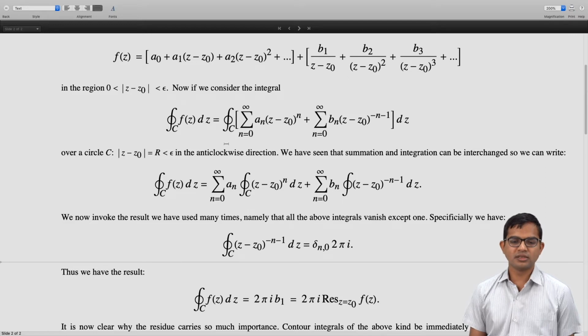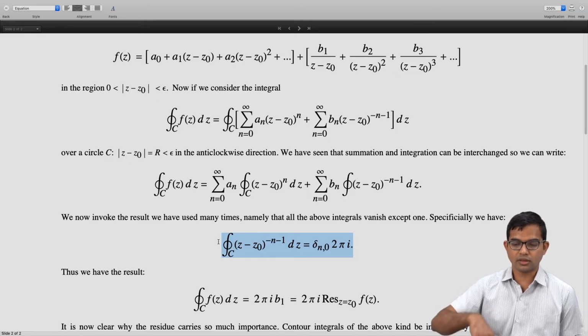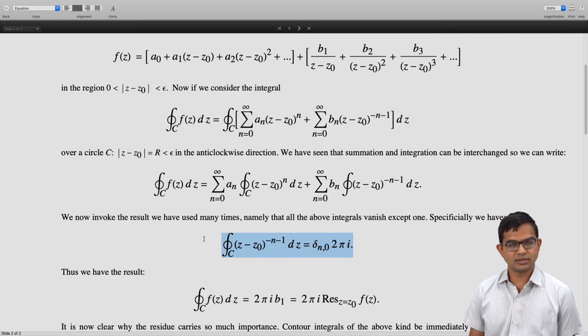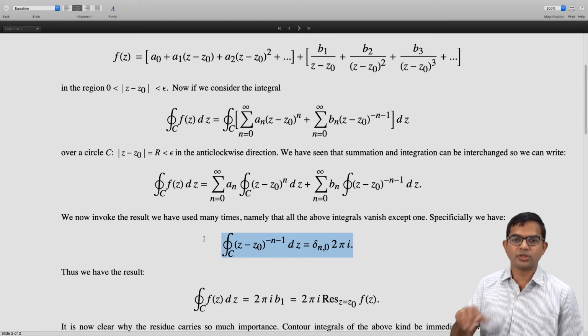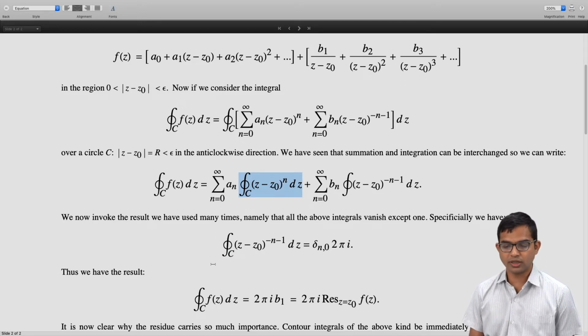So this result is something that we have worked out explicitly by writing down the contour integral as just an integral over theta. In other words, write down z as z naught plus r times e to the i theta, and then perform the integral, and explicitly verify that all of these integrals will just vanish except 1 over z minus z naught, when you get 2 pi i.